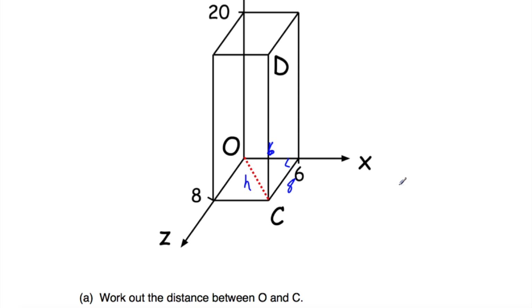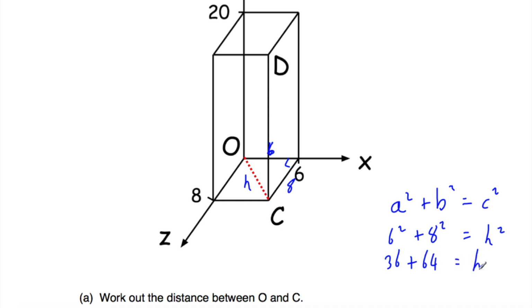So in terms of Pythagoras' theorem, a squared plus b squared equals c squared. So the two shorter sides of this right angle triangle at the base will be 6 and 8. So it's going to be 6 squared plus 8 squared equals c squared. That's the hypotenuse, that's going to be h squared. 6 squared is 36, 8 squared is 64, that equals h squared.